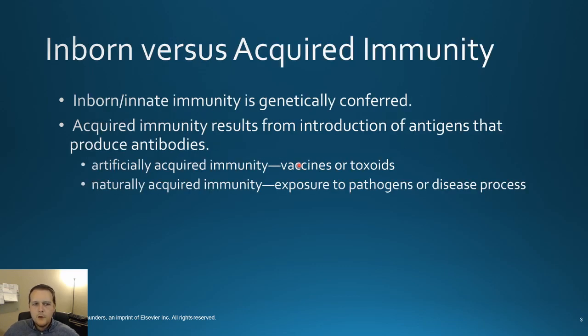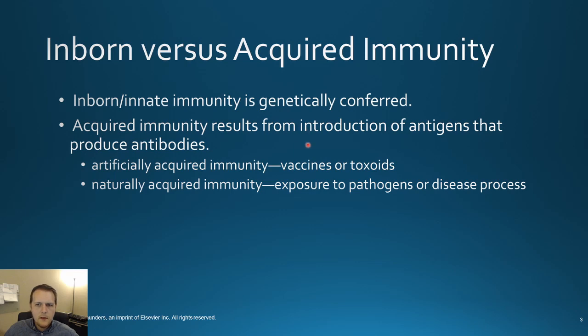So there's kind of two main varieties of immunity we're going to talk about. There's what we call inborn or innate immunity, and this is typically genetically conferred. These are going to be things like your skin, which is a big form of immunity to keep stuff out, your GI tract, your stomach being very acidic is another one, and then certain disease states we just have some natural immunity against, right?